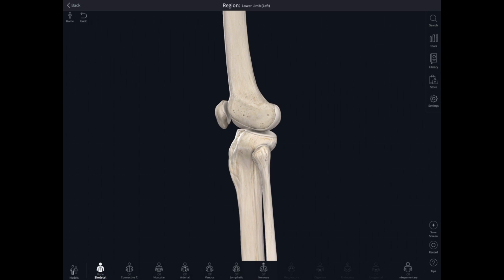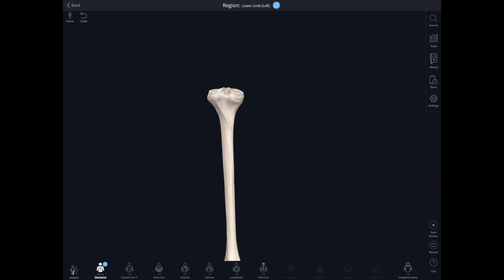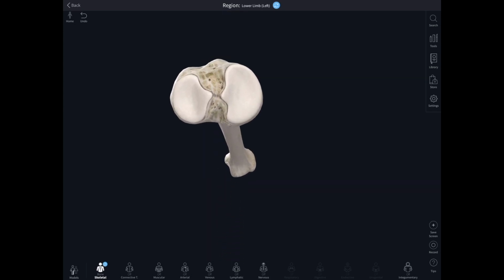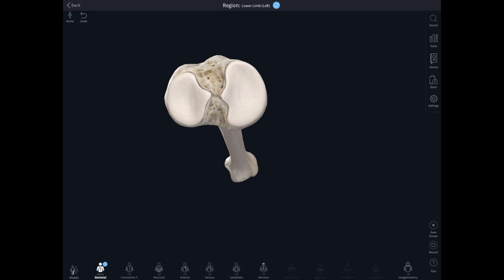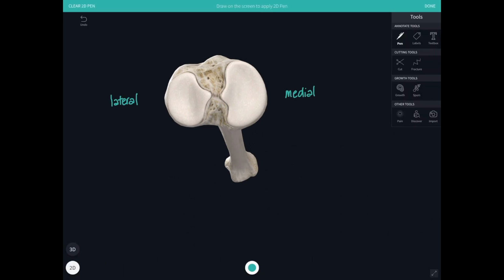So now I'm just going to look at the tibia and tip it so we can see that top end, that proximal end. And this is what we call the tibial plateau because it is relatively flat, although it has an eminence in the middle where ligaments attach. And I've just labelled up the medial and the lateral sides here just so we can get that into our head. The first thing we want to do when we look at any bone or joint is to orientate ourselves. So we can see on that tibial plateau that the medial condyle is larger than the lateral condyle.